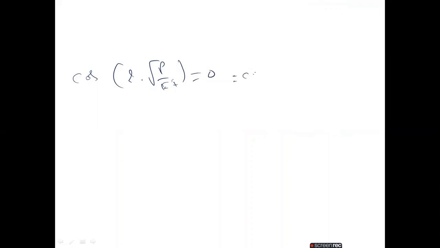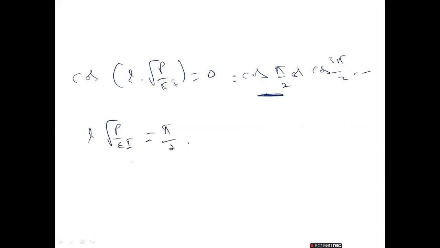So it is nothing but cos pi by 2 or cos 3 pi by 2 like this. Then we will take L into square root of P by EI, and we will take the least value. That value is pi by 2. So if you take the practical value, the least value is pi by 2. Then L into square root of P by EI equal to pi by 2.